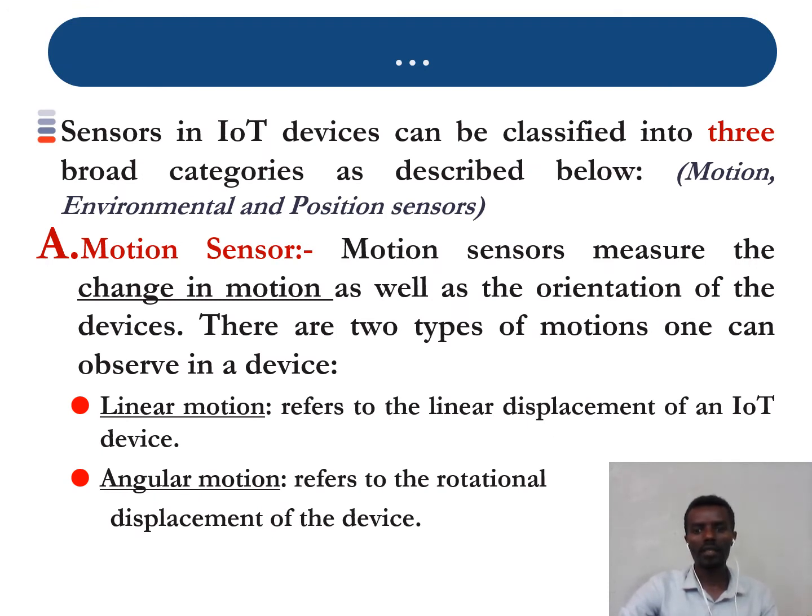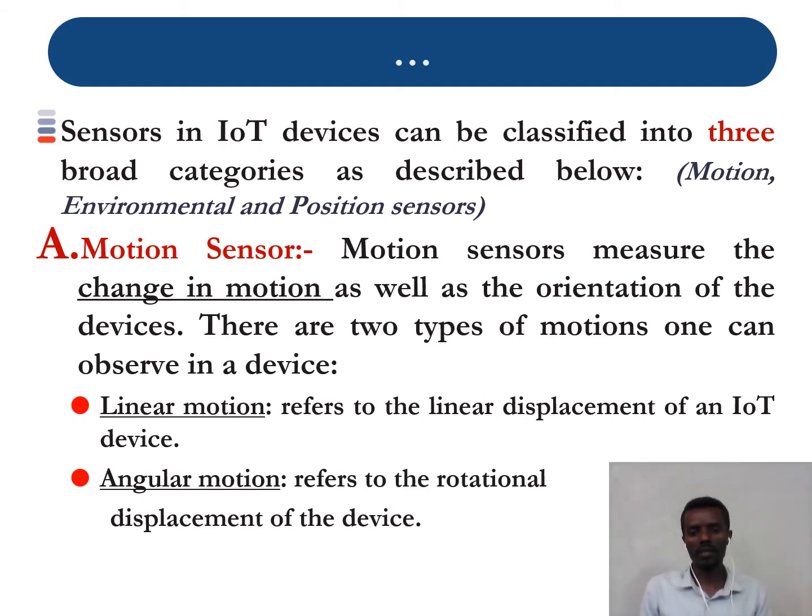So the sensors in these devices can be classified into three, based on broad categories. We can say that there are motion sensors, environmental sensors, and position sensors. Actually, a motion sensor is a sensor that measures the movement or change in motion of the things found around the environment. This type of sensor is only meant to measure the change in motion, how things are moving.